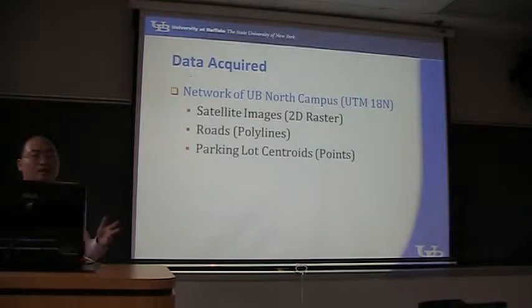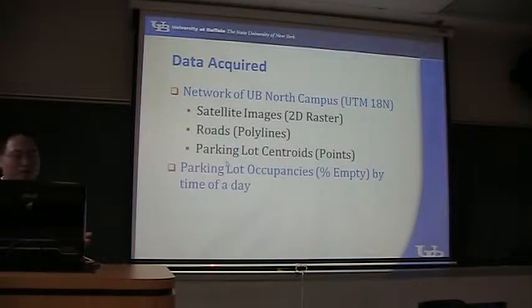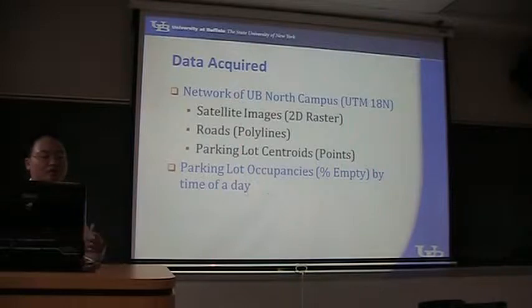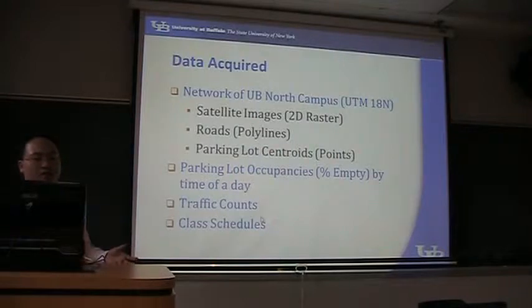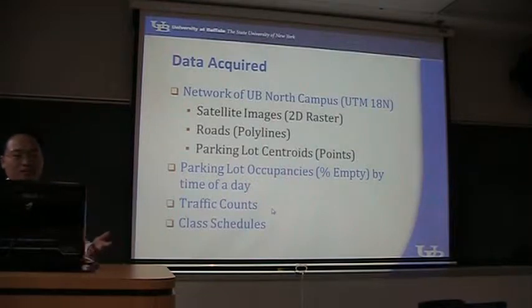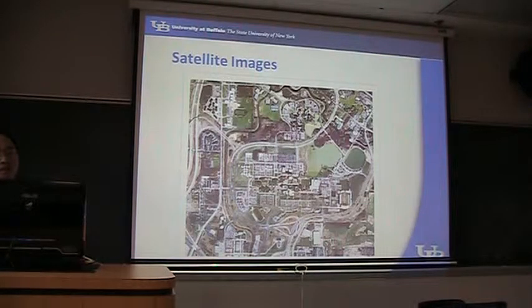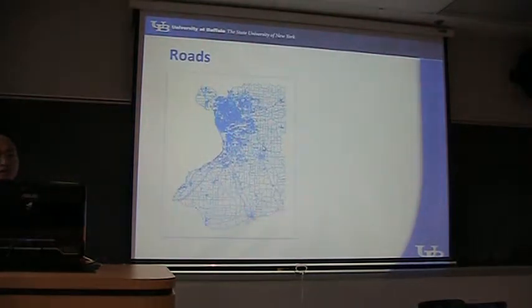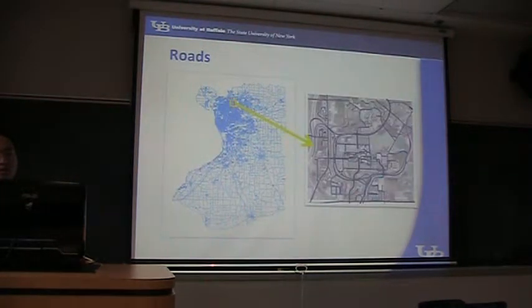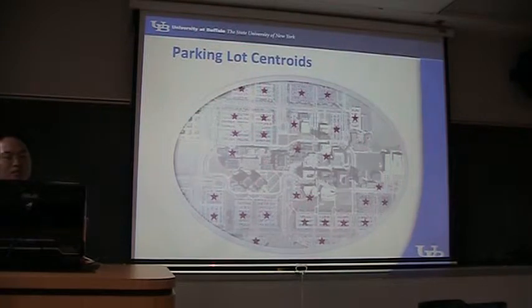Here is the data we acquired. We acquired a network, including satellite images, roads, and parking lot centroids. And we acquired parking lot occupancies by time of day. This is a table. And we obtained traffic counts and class schedules. Actually, I wrote a program to read the class schedule online from the UV system. Here is the satellite image. And these are the roads of the Erie County, and we want to only focus on this small area, which is UV North Campus. And these are parking lots and centroids.